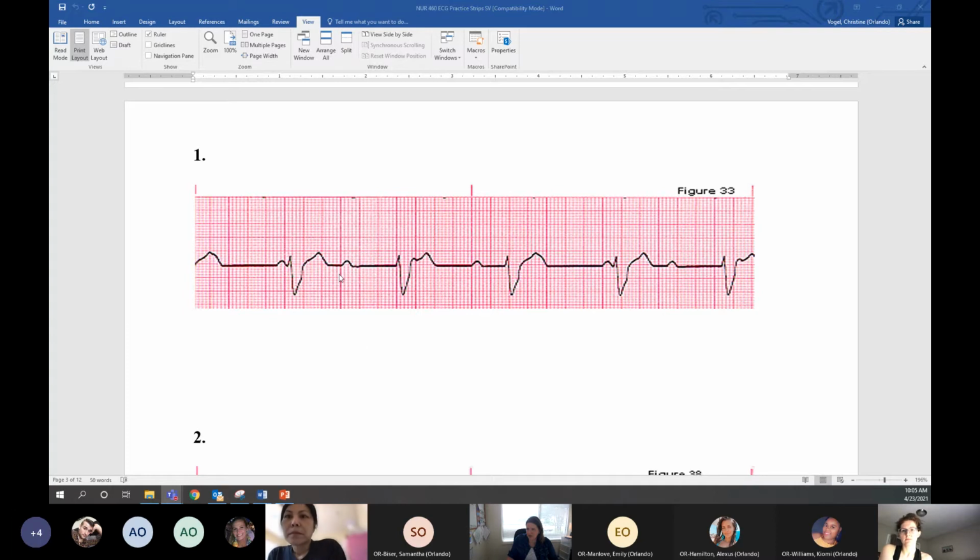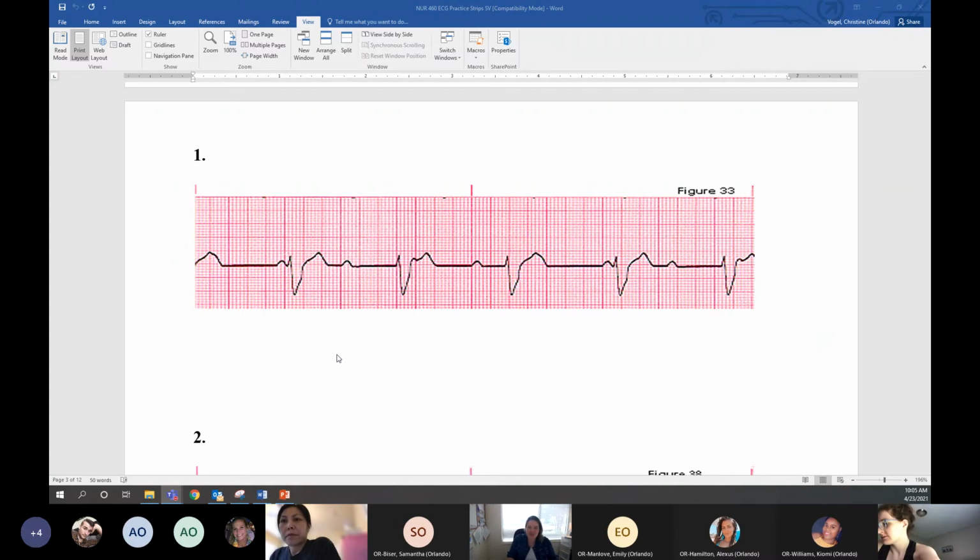And then what do the PR intervals look like? Let's look at this one. Let's look at this one. This one doesn't even have a QRS. Are the P's and the QRSs even correlated? Any guesses? Would it be a third degree? Stacy, you got it. This is a third degree heart block.